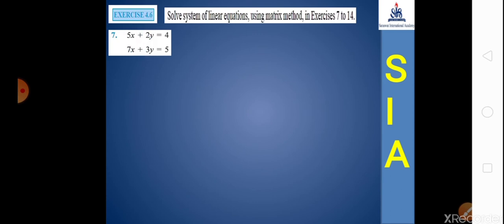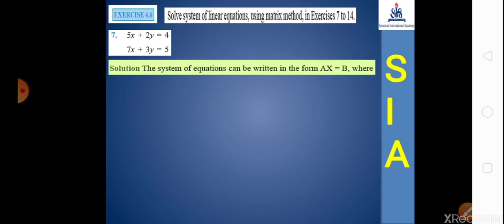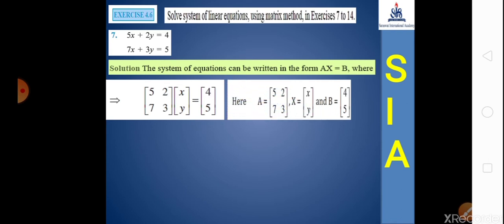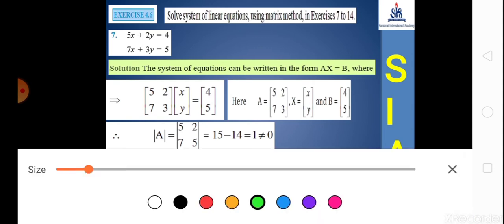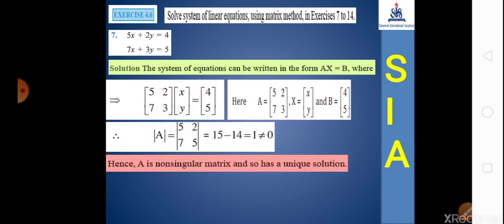So sum number 7. Now listen students, 7 to 14 are all numericals, to find out up to unique solutions. So the given equations are represented in the form AX = B. Apply the values 5, 2, 7, 3 and move ahead with x and y the same. So determinant A is ready, X is ready and B is ready, and I check the determinant A value, and surely you get non-zero. Yes students, this is non-zero, that's why you can say a unique solution exists and A is a non-singular matrix.